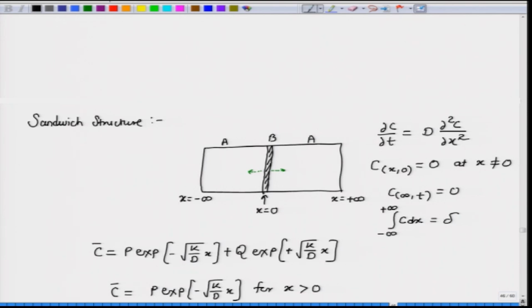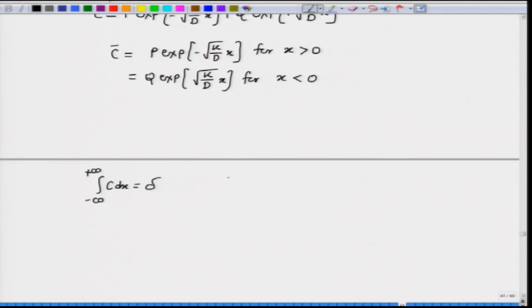That means, at any given instant, out of the total amount delta of B, which is diffusing inside the two blocks of A, half of it will be on the left and half of it would have diffused on the right, which means we can split this integral as integral 0 to infinity c dx should be equal to delta by 2.